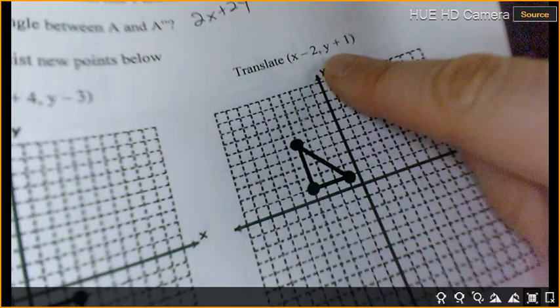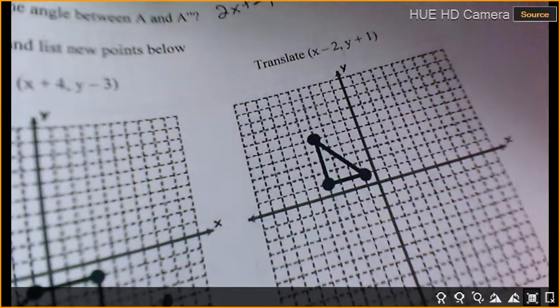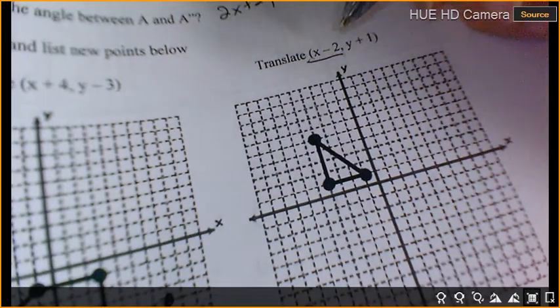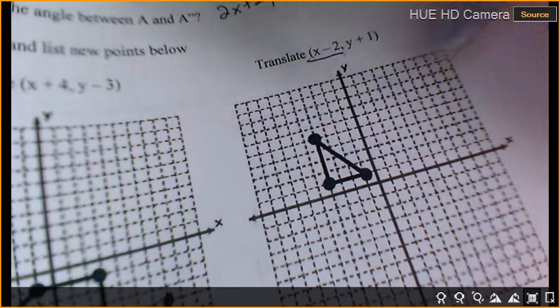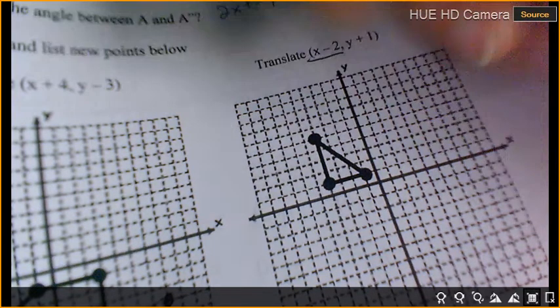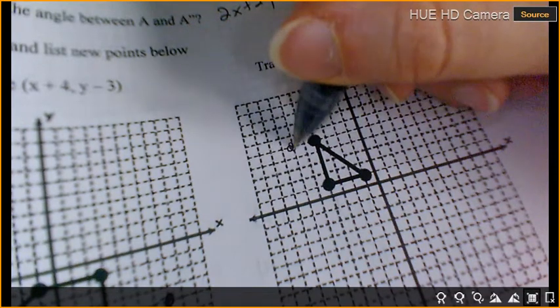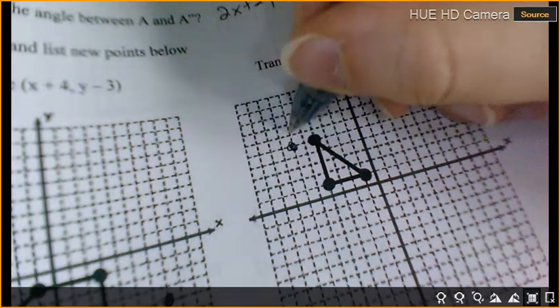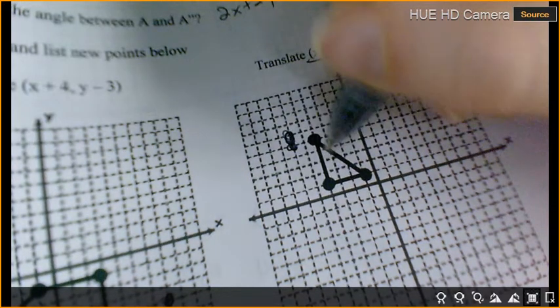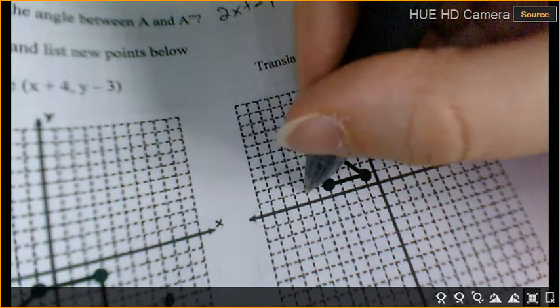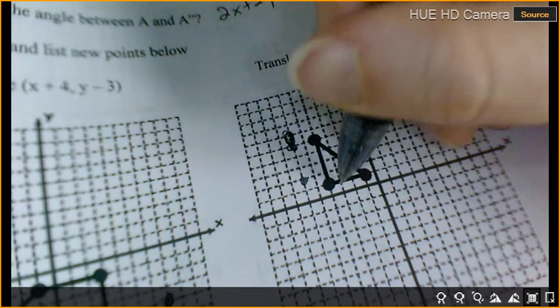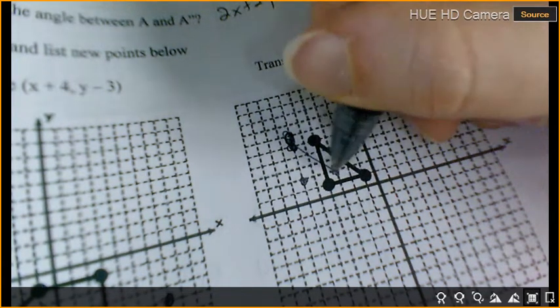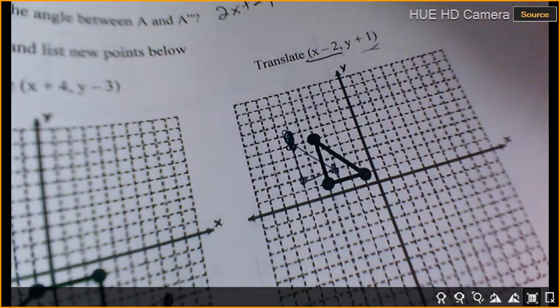The second translation? Okay, so we know that whatever it does to x goes right or left, right? It's x minus 2, so each of these has to go 1, 2 back. Okay? And then it is 1 up. So this has to go 1 up. So each of these has to go 1, 2 to the left, 1 up. 1, 2 to the left, 1 up. So that's your new one. Right there. Yes? You have a question, Kayla?